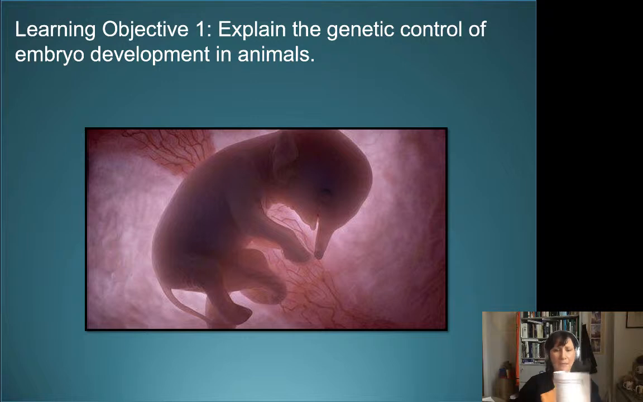In your reading guide, by the way, under Learning Objective 1, the first learning objective is to describe the major events that occur during human gestation. And you should be able to answer all of those questions very easily with those pages in your textbook. So I'm not going to cover that material. I'm going to leave it to you to cover. And we're going to pick up with the next learning objective, describing the genetic control of animal development.